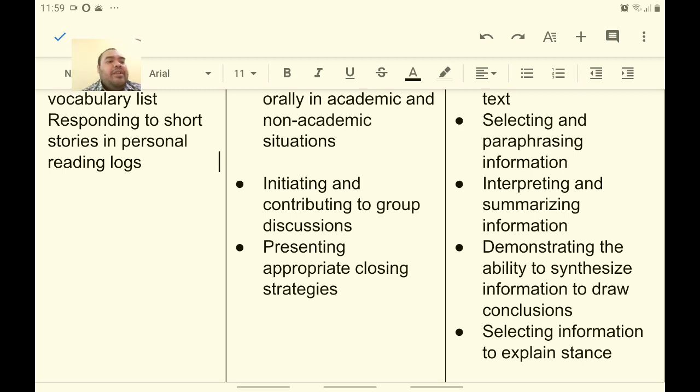Okay, and then when you want to close your speech, there are also some closing strategies. So please look that up. How to close your speech. Do not just talk and then just stop immediately. That would be awkward.